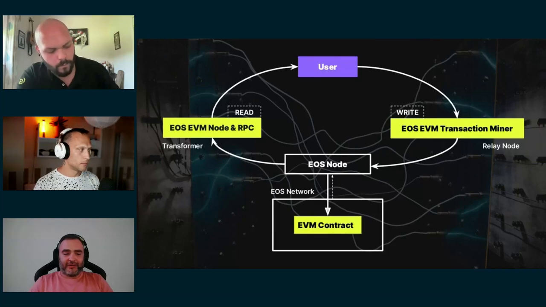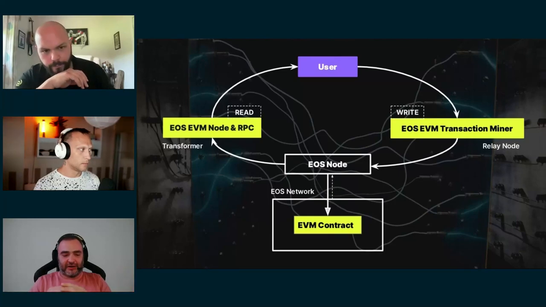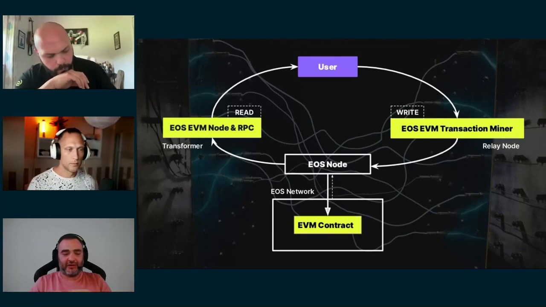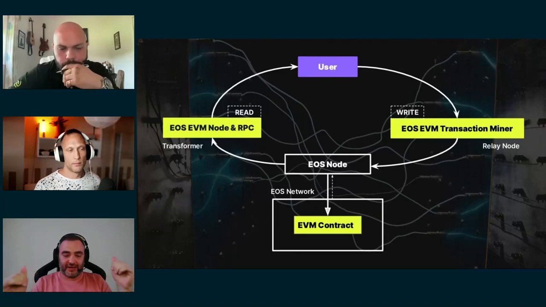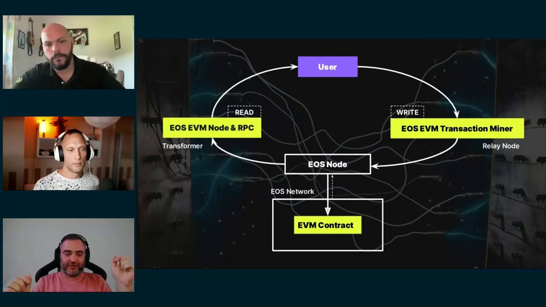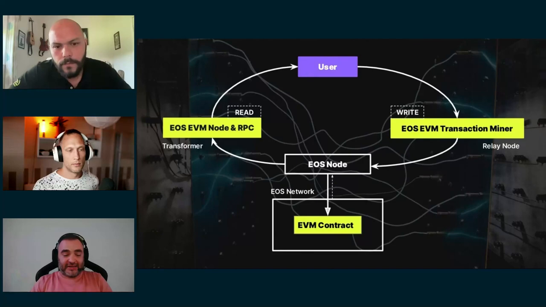And on the other hand, the EOS EVM node and RPC is also an important piece, because you can't just have the execution layer, the EVM contract. As Nathan was saying, there's a lot of ecosystem tooling around that wants to speak a standard API specification, which is Web3, a standard set of methods that tooling expects.